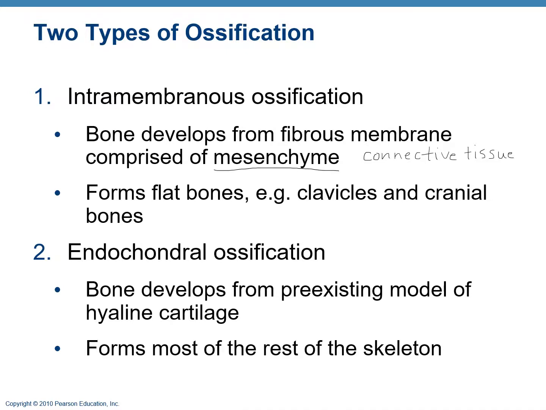And then the second type of ossification is endochondral. And whenever you see chondro, think cartilage. So endochondral ossification is when bone develops from a pre-existing model of hyaline cartilage, and this is responsible for forming most of the rest of the skeleton. So everything aside from our flat bones, so bones of the limbs, for example, vertebrae, etc.